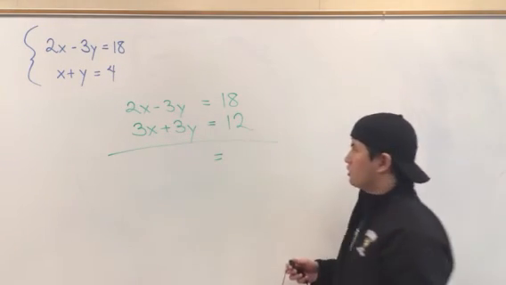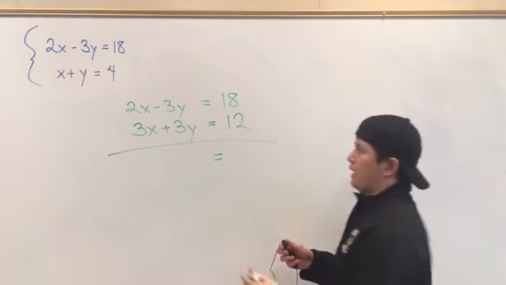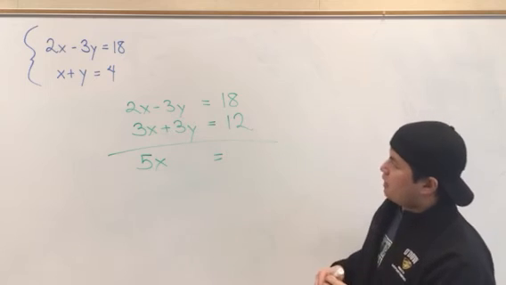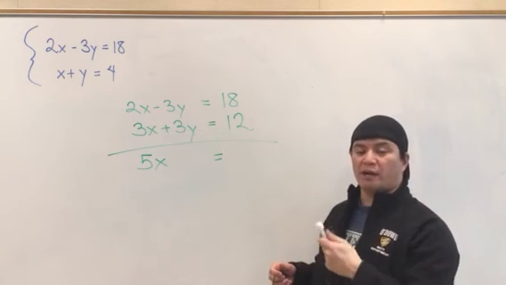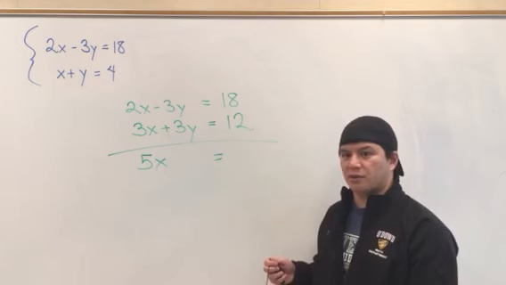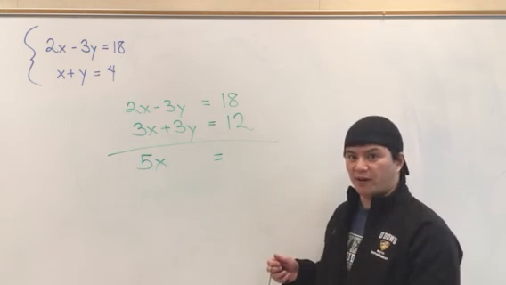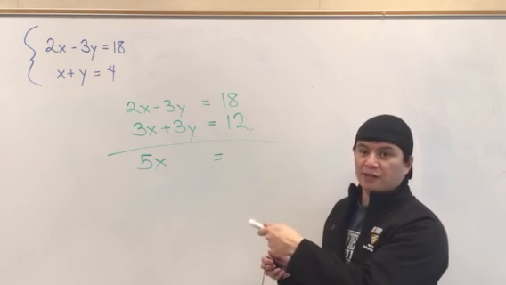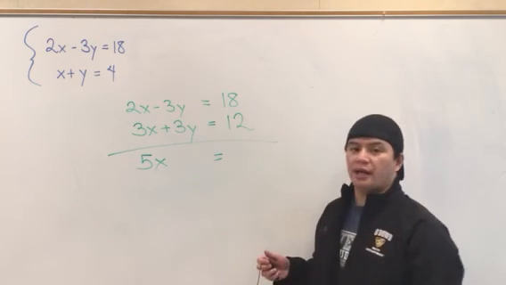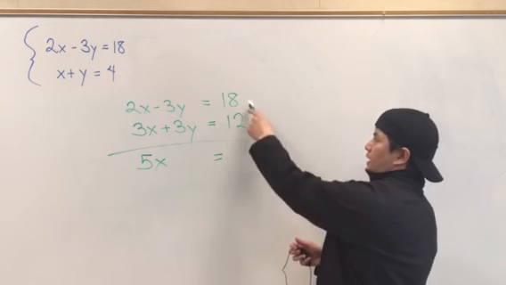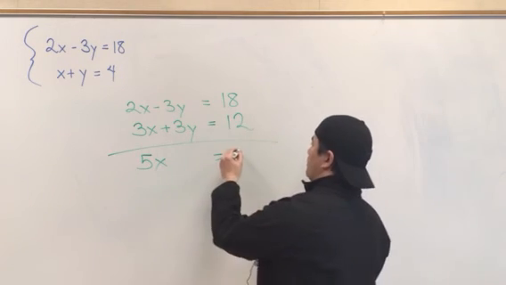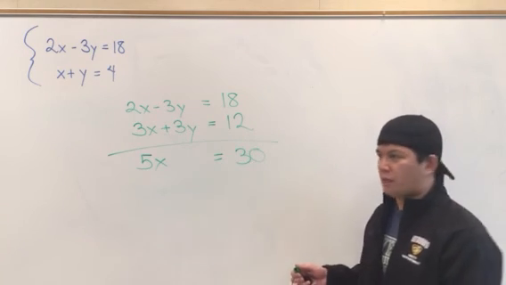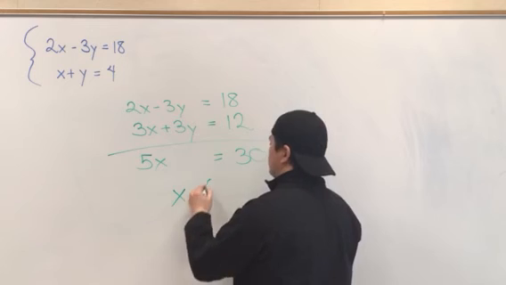And when I combine them vertically, 2x plus 3x give me 5x. But notice that because of my setup, negative 3y and positive 3y cancel each other out. I've eliminated one of my variables. That's great, because now I've got one variable left. I know I'm going to end up with one equation, and that's going to be solvable. 18 plus 12 on the other side of the equation adds up to 30. I end up with 5x equals 30, which tells me that x is equal to 6.